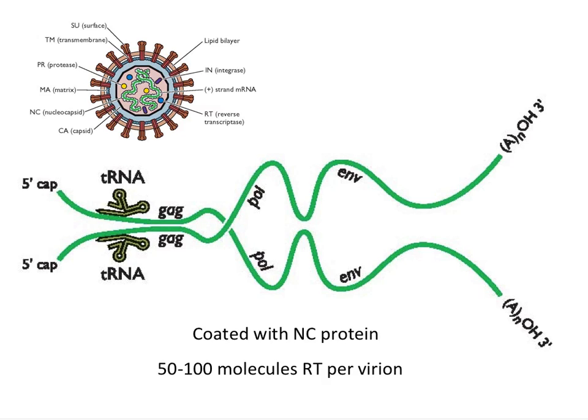Now, the virus particle, again shown up here in the upper left, has 2 copies of the genome. This is essential to have 2.